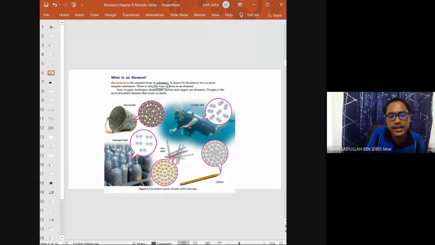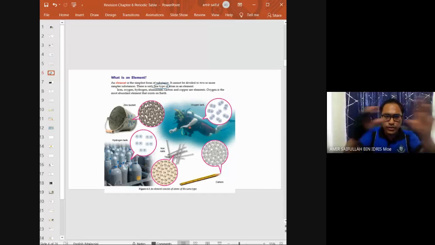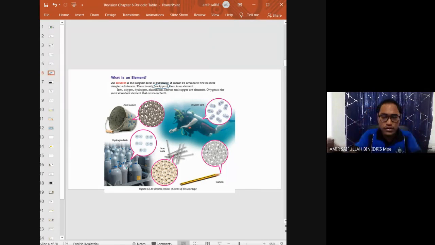It didn't mix with oxygen, it didn't mix with carbon, it didn't mix with magnesium. It is only zinc element. So all these are actually elements. An element is the simplest form of substance. Can we divide zinc into a simpler element? Cannot, because zinc is already an element. Oxygen: you can see here only oxygen.